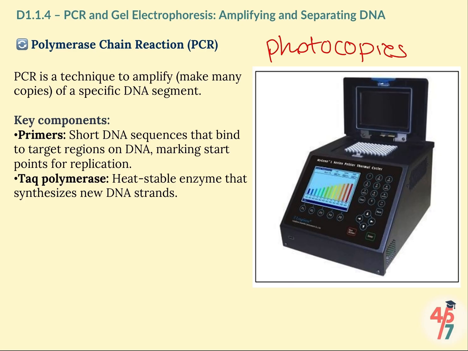If you have a tiny drop of blood at a crime scene, you use PCR to amplify it and make millions of copies from it. It uses distinct steps and distinct temperatures. First, you should know that we use primers and the Taq polymerase. It is a very heat-stable enzyme that reaches 95 and never denatures. And primers are just short DNA sequences. They bind the target regions on DNA, as if labeling something to start from.